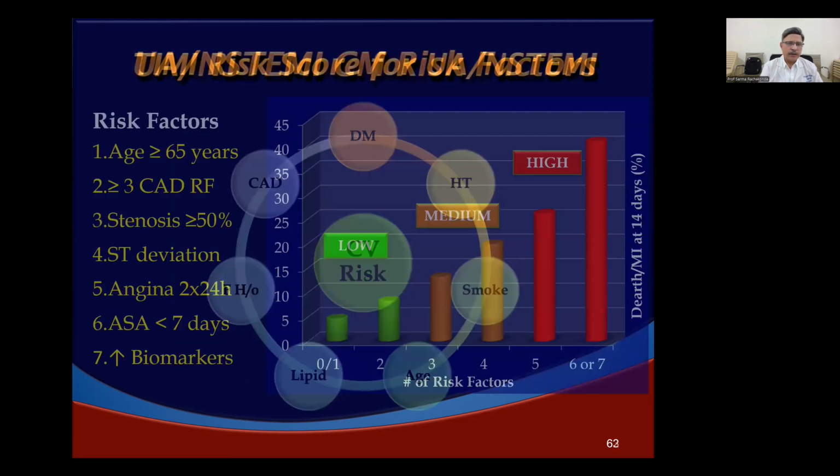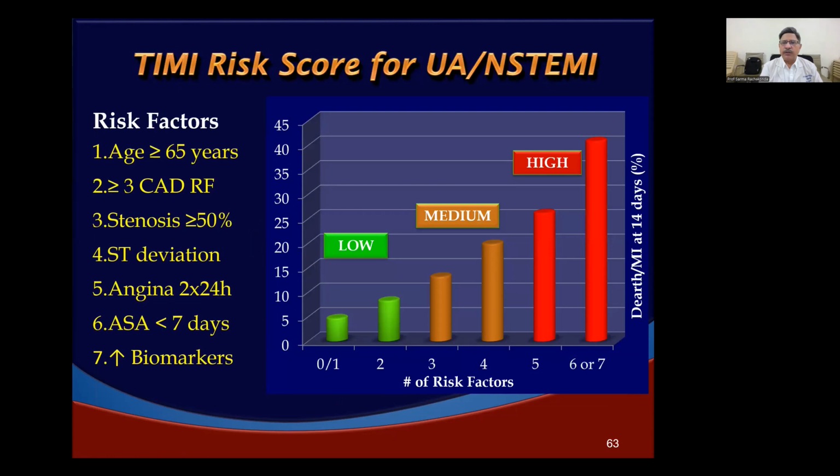TIMI risk score. This is a very important risk assessment you have to make. TIMI risk score for unstable angina or NSTEMI. What is the age of the patient? More than 65. There are more than 3 cardiac risk factors. Stenosis more than 50%. ST deviation is there. Angina in the last 24 hours. He has got continued angina. Acetylsalicylic acid he has taken in the last 7 days. That means still he has got infarction. Means it is a higher risk.